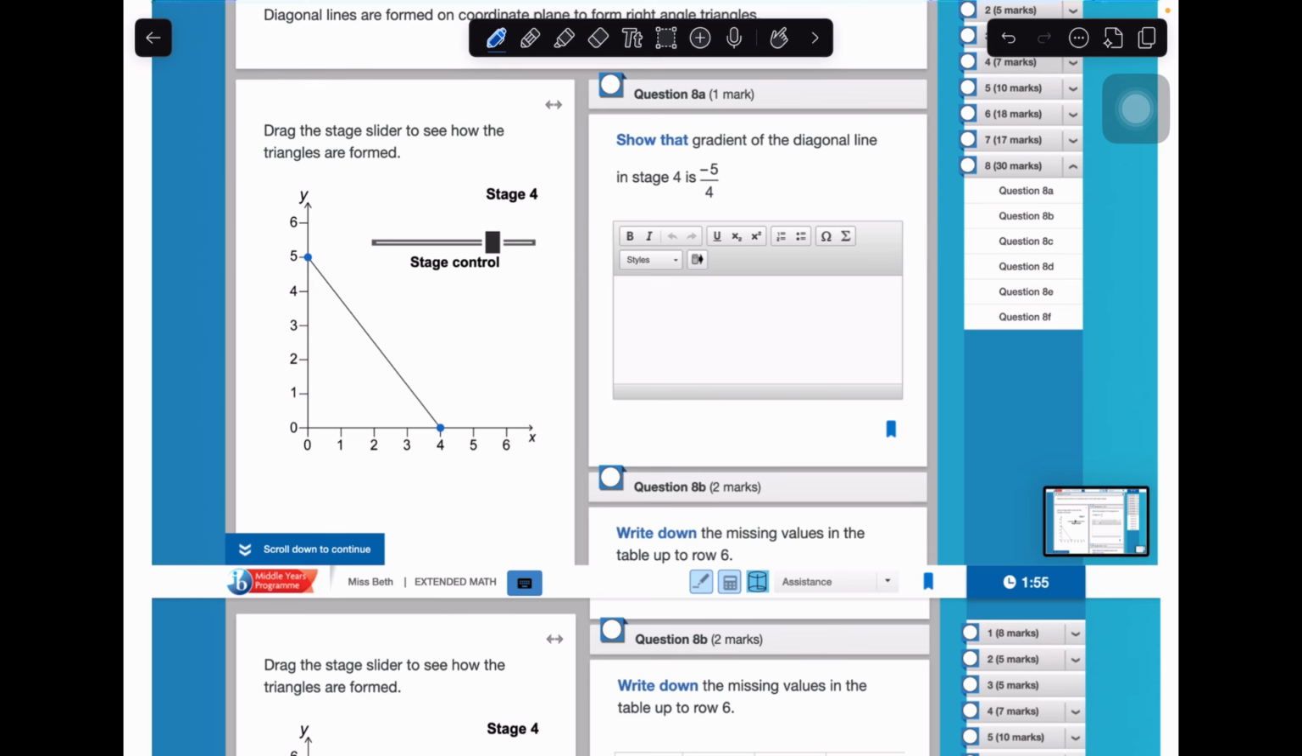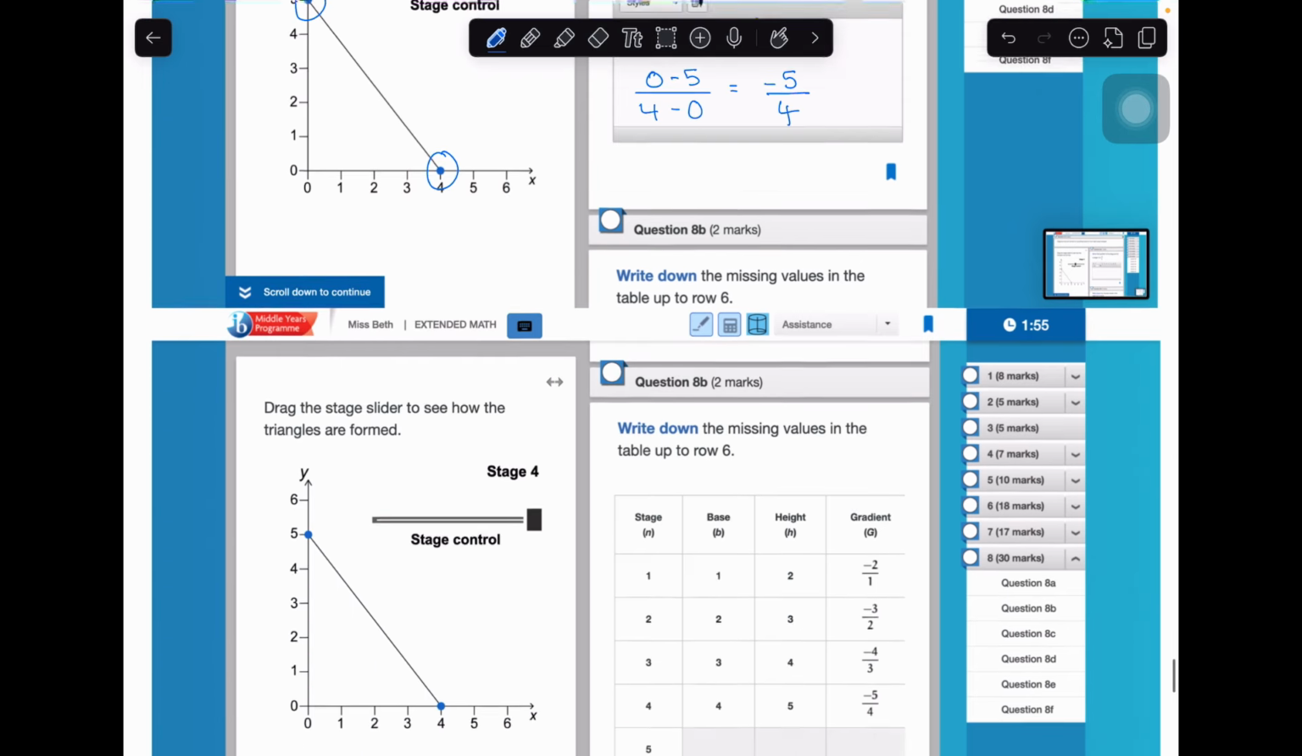we need to show that the gradient of the diagonal line in stage 4 is -5/4. So I'm just going to pull out both coordinates for this and substitute into the gradient formula. So I have (0, 5) and I have (4, 0). So changing y over changing x, so 0 subtract 5 over 4 minus 0 would be equal to -5/4. And that's all you need to do for that question.